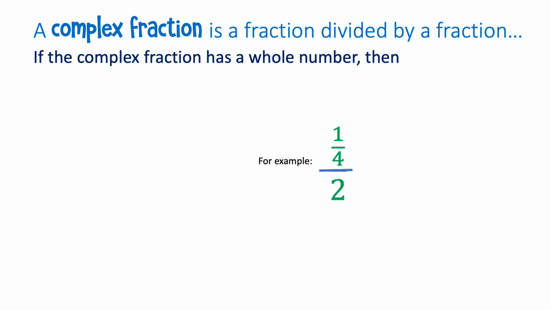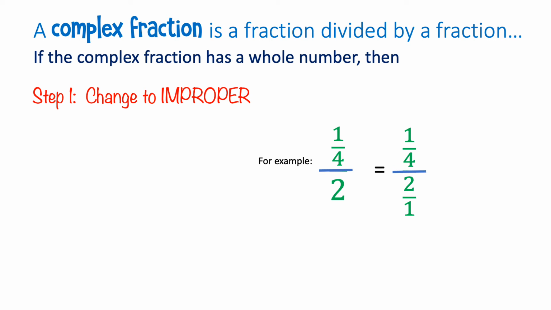Here's another example. The complex fraction can also have whole numbers as the numerators or denominators. In this case, we're going to change the whole number to an improper fraction. So we have 1/4 divided by 2 over 1. So we write it as a division problem and keep, change, flip. We multiply across and get 1/8.